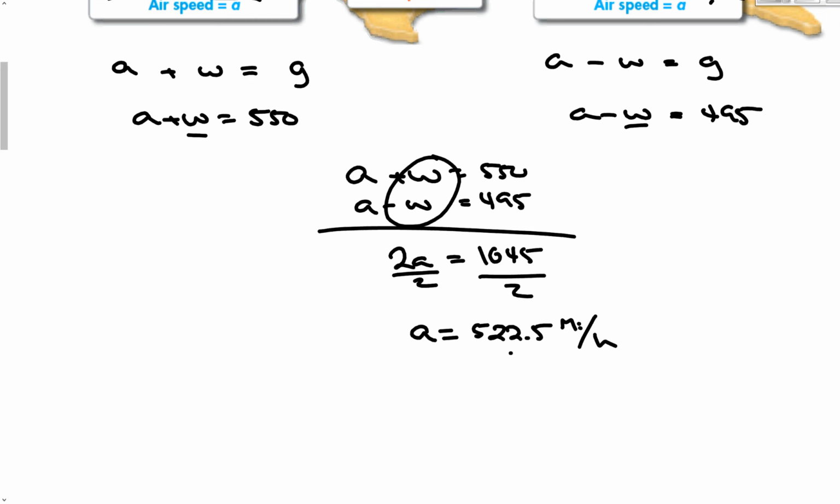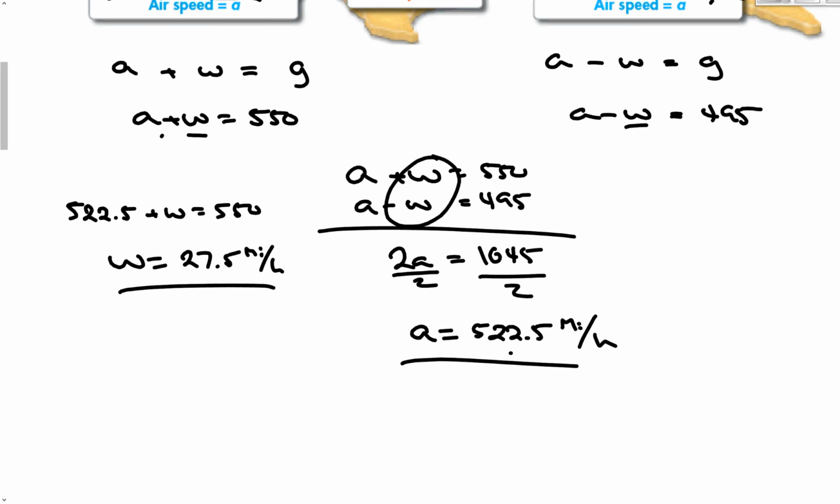So I solved for A, and now all I have to do is plug it in. Either equation is fine. Let's do this one so we have a positive number. So that's 522.5 plus W is equal to 550. Just subtract off the 522.5, and W is equal to 27.5. And that's still in miles an hour. Okay? So we have my airspeed right here and my wind speed right here.